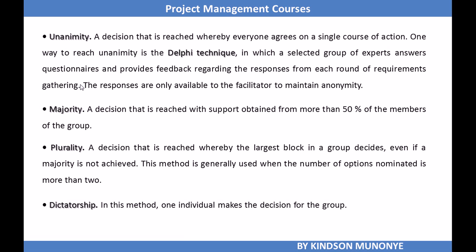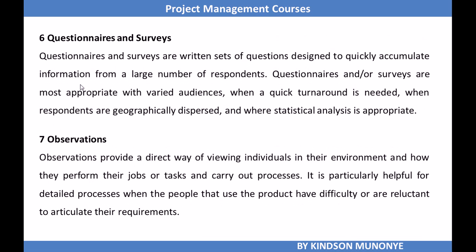Majority is reached with support from over 50% of the members of the group. Plurality is reached when the largest block in the group decides. And dictatorship, just one single individual makes the decision for the group. There are these two other tools and techniques used in collect requirements. We have questionnaires and surveys, and we have observations. Maybe you spend some time looking through this because I'm not going to read through.